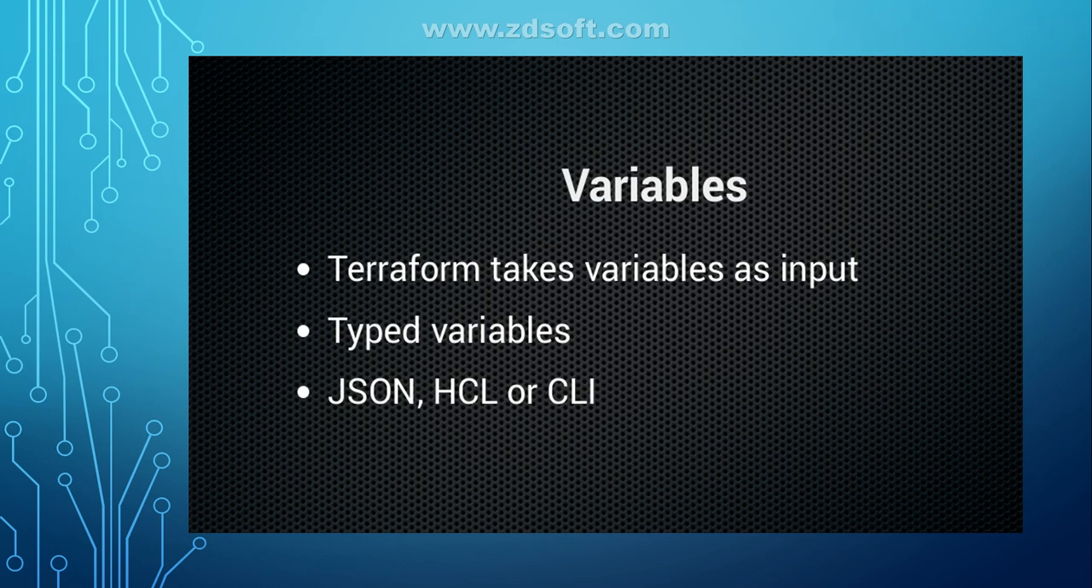Now see here, there are also variables. Terraform takes variables as input, so we can declare many variables. With the help of variables, we write them separately in modules, and whenever we need them, we declare a variable, assign values, and just read those variables whenever needed. There are typed variables, and mostly JSON format, HCL configuration, and CLI, command line interface, also. These are some of the variables we can connect with.